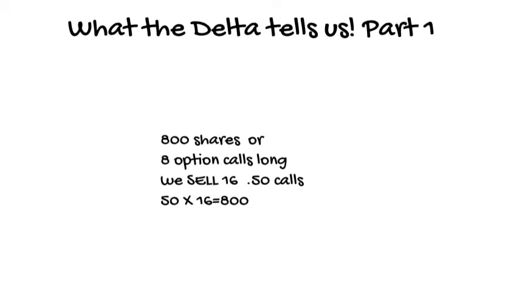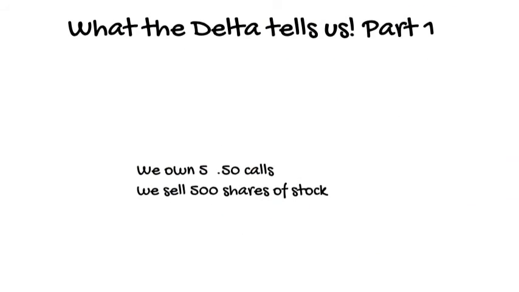Now remember, it works the other way too. If we bought 10 50 delta calls, we would have acquired 500 long deltas. In order to delta hedge our position, we would sell 500 shares of stock. Remember, 1 share of stock equals 1 delta. Selling 500 shares of that stock will perfectly hedge our long 500 delta position from the calls we purchased.